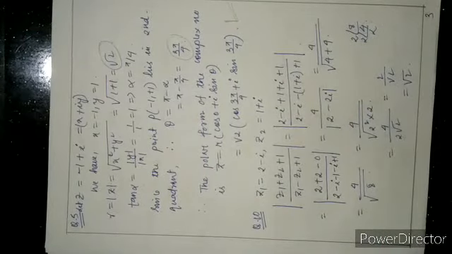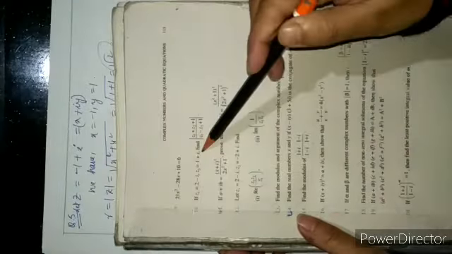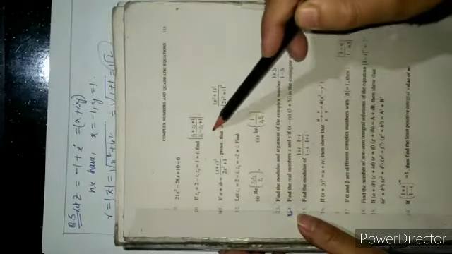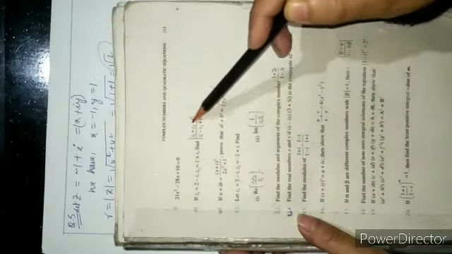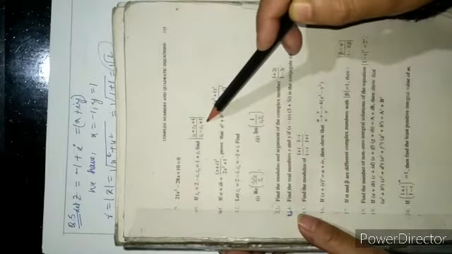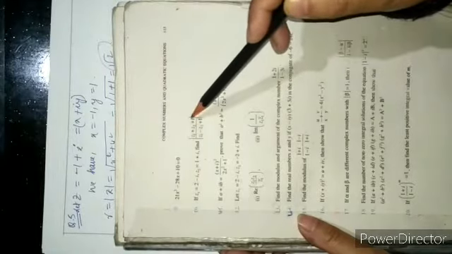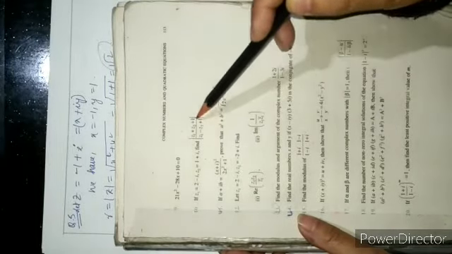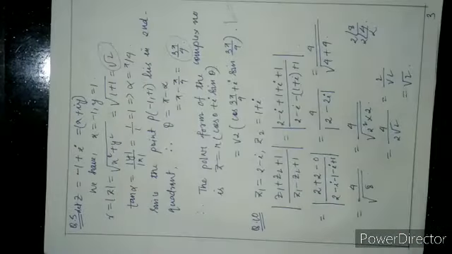Next question is question number 10. If z1 is equal to 2 minus i and z2 is equal to 1 plus i, then find the modulus of z1 plus z2 plus 1 divided by z1 minus z2 plus 1.